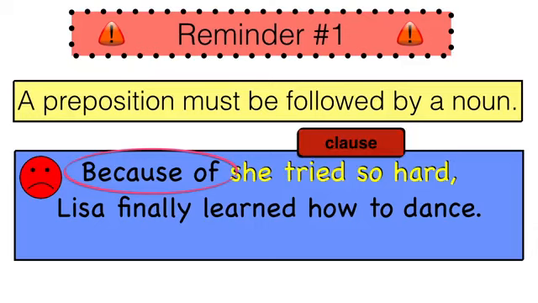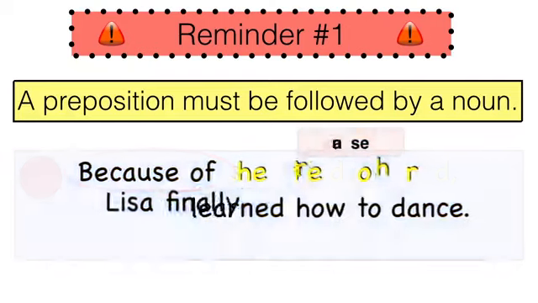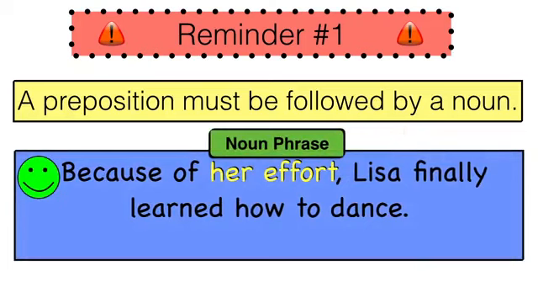This is a clause. So what we need to do to fix this problem is change this clause into a noun phrase. Although there may be more than one way to do this, here's one idea. Because of her effort, Lisa finally learned how to dance. Now we've got a good sentence because of is followed by a noun phrase.